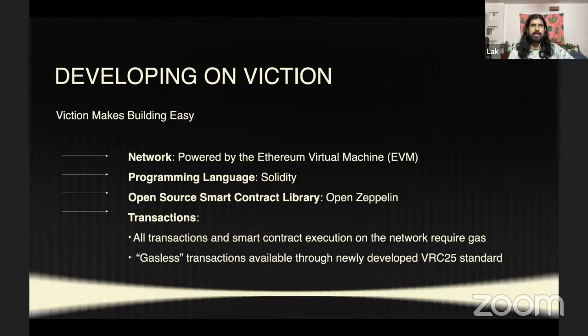At Viction, we have developed something quite unique and novel called the VRC25 standard. And this token standard changes the way that users need to pay for transaction fees. At Viction, we're aiming for a frictionless experience for our users to accelerate the road to mass adoption. So the new standard can provide a gasless experience for users or charge gas fees in non-native tokens. And we'll find out a little bit more about those token standards on Viction. And then later I'll go through how to actually deploy a VRC25 token.